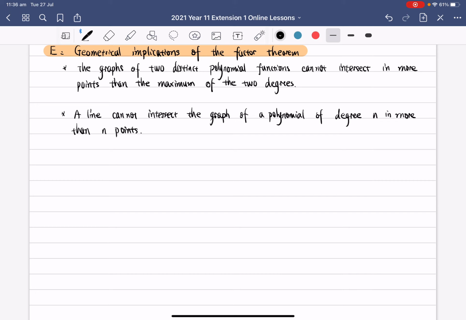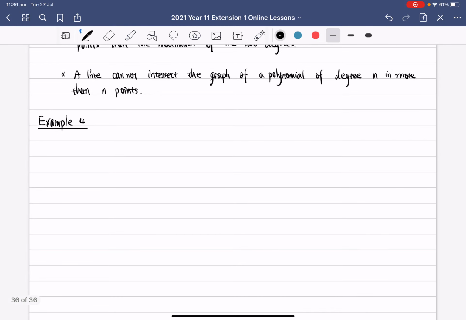All right, so let's look at example 4. I'm just picking an example from the exercise, question 12a. It says here, by factoring the difference f(x) equals p(x) minus q(x). Now they ask you to describe the intersection.